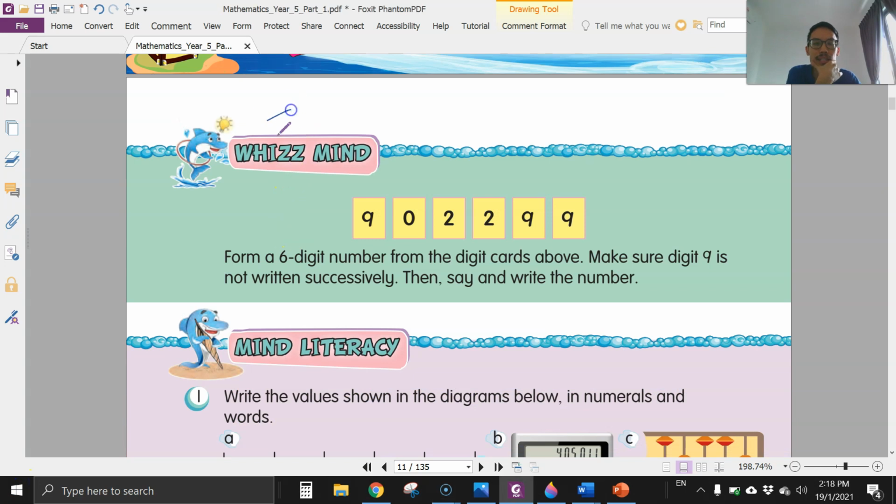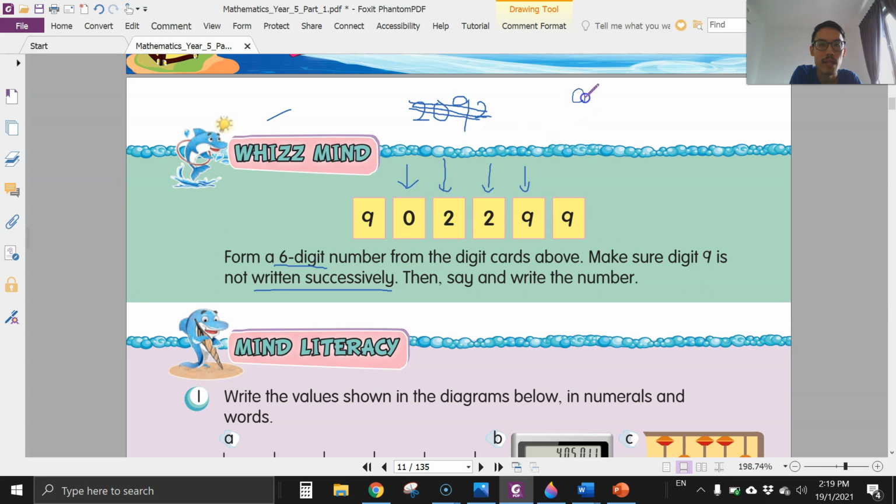Look at this exercise. Form a 6-digit number from the cards above. Make sure digit 9 is not written successively. Then say and write the number. Okay, we just have to form a 6-digit number, any number. Alright, so I will take 2. I'll take 0. I'll take 9. I'll take 2. And oh, we should not write it successively. Okay, my bad. So we have to separate the 9.